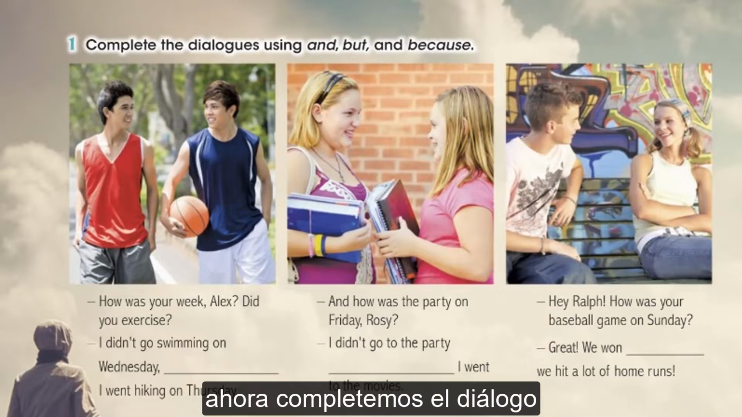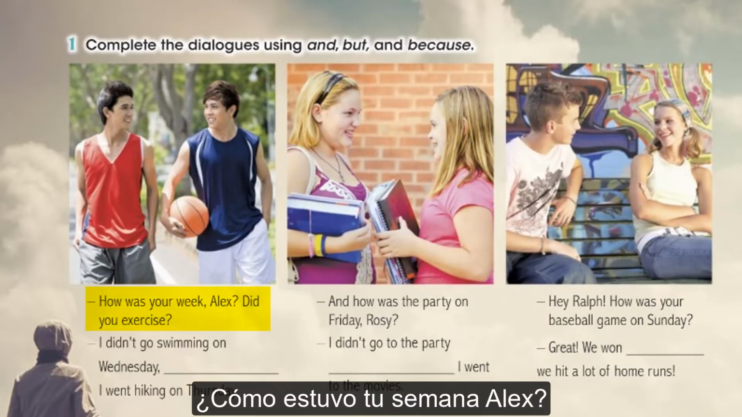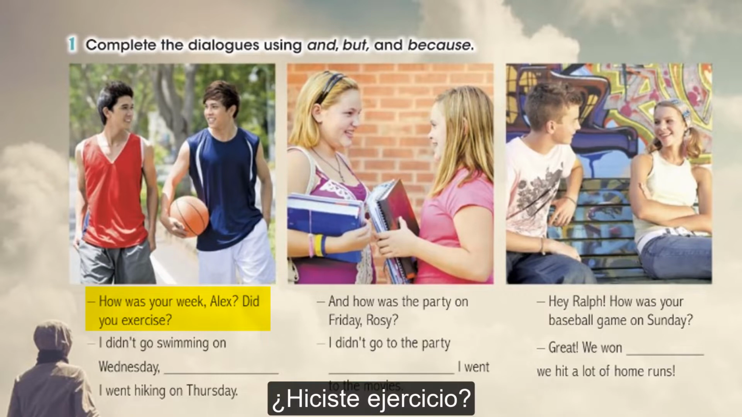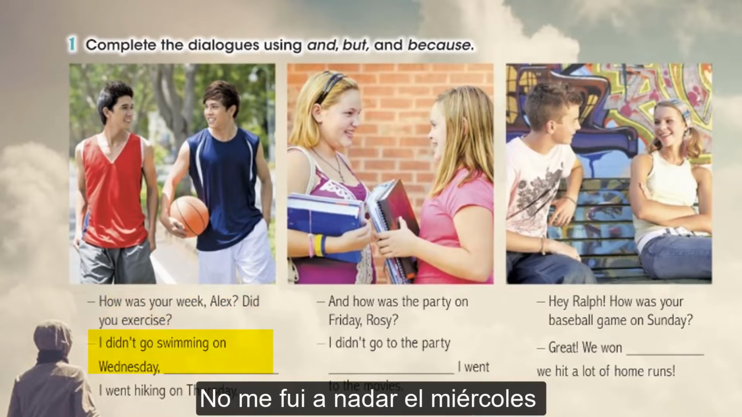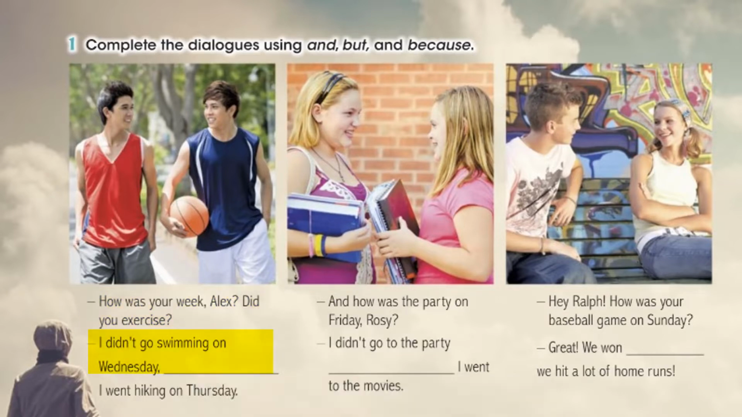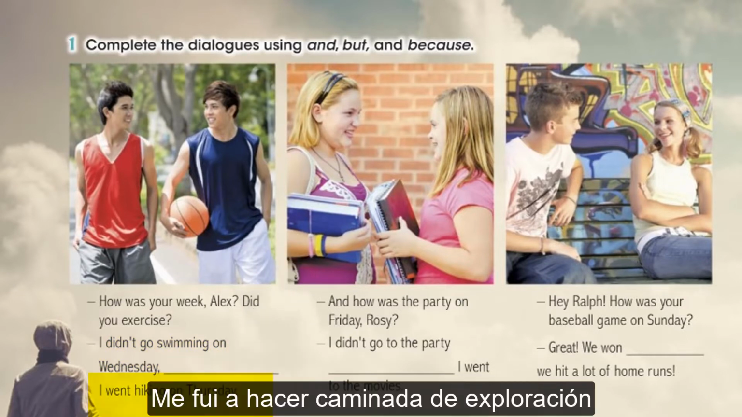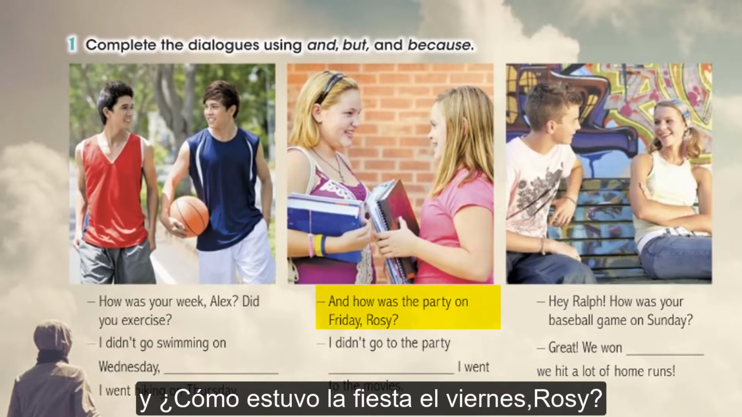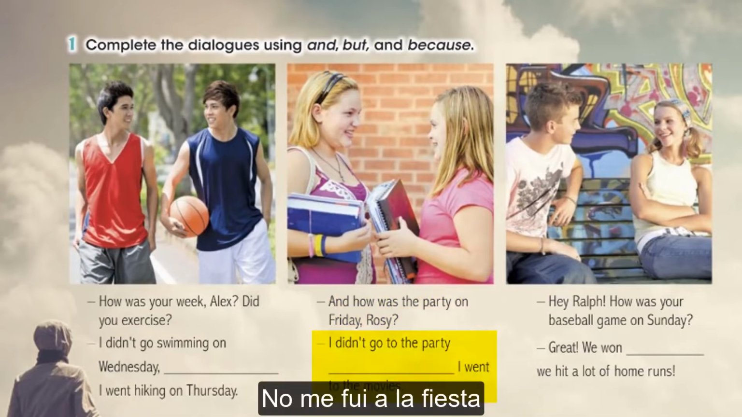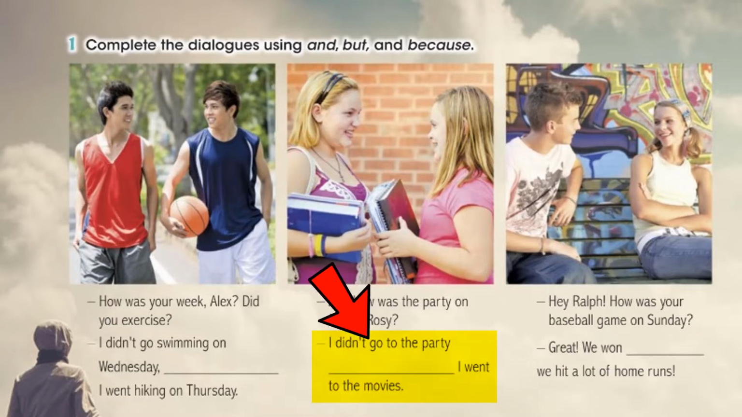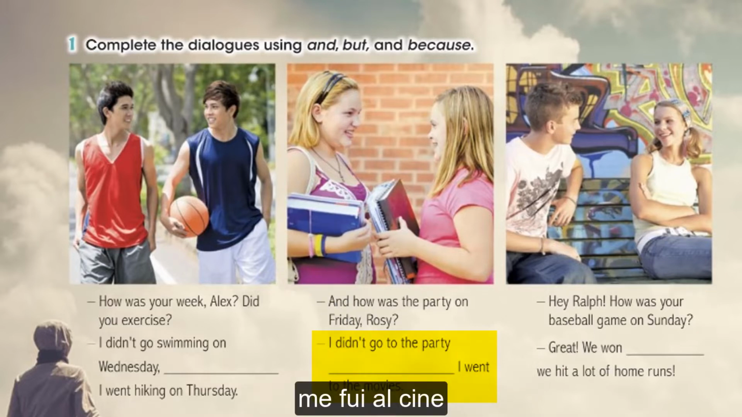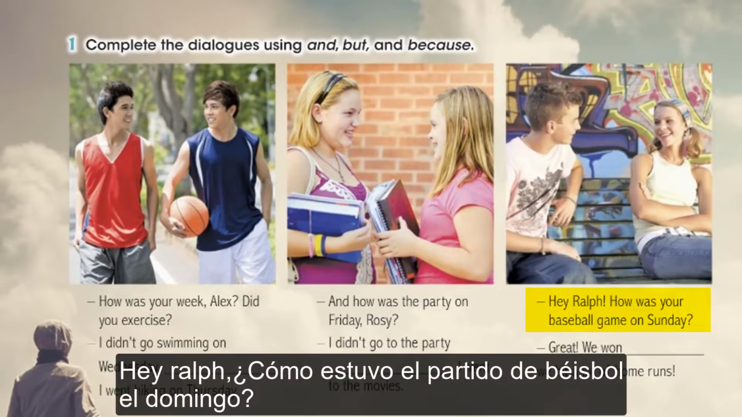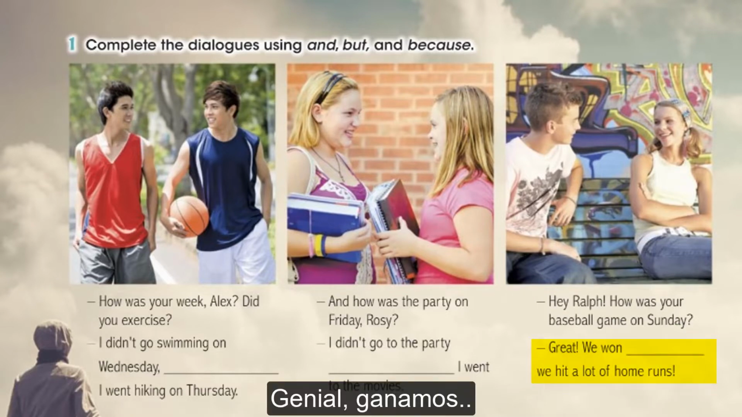Now let's complete the dialogue. How was your week, Alex? Did you exercise? I didn't go swimming on Wednesday. I went hiking on Thursday. And how was the party on Friday, Rosie? I didn't go to the party. I went to the movies. Harold, how was your baseball game on Sunday? Great. We won. We hit a lot of home runs.